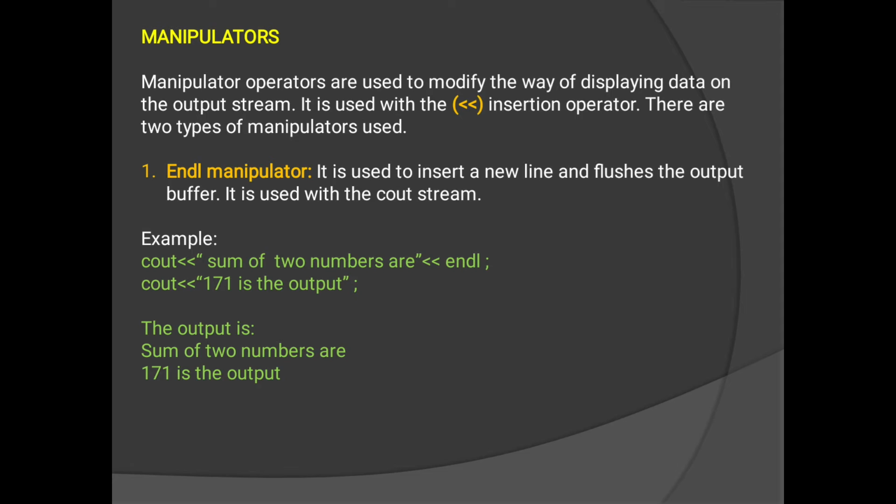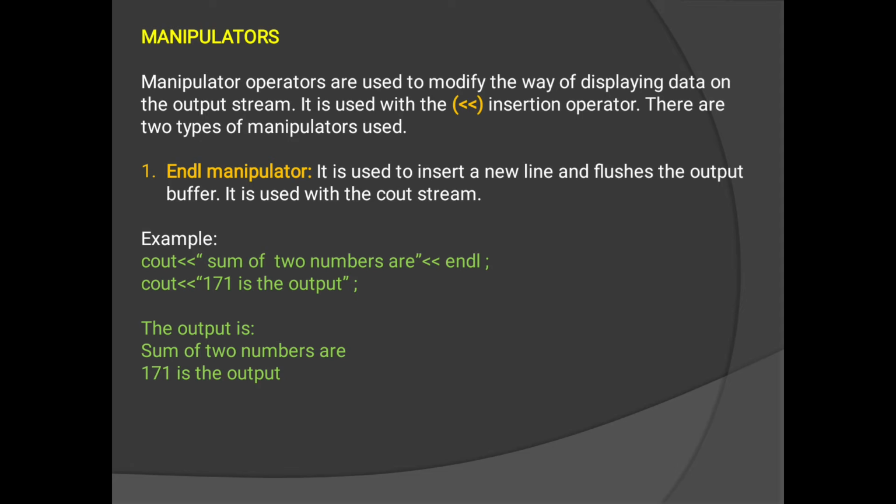One such manipulator is endl. Now see, that is endl. It is used to insert a new line and flush the output buffer. This is similar to the slash n escape sequence character. So slash n and endl are more or less the same. It moves the cursor onto the next line. So a new line is created that pushes the cursor to the next line, the same as pressing the enter button.